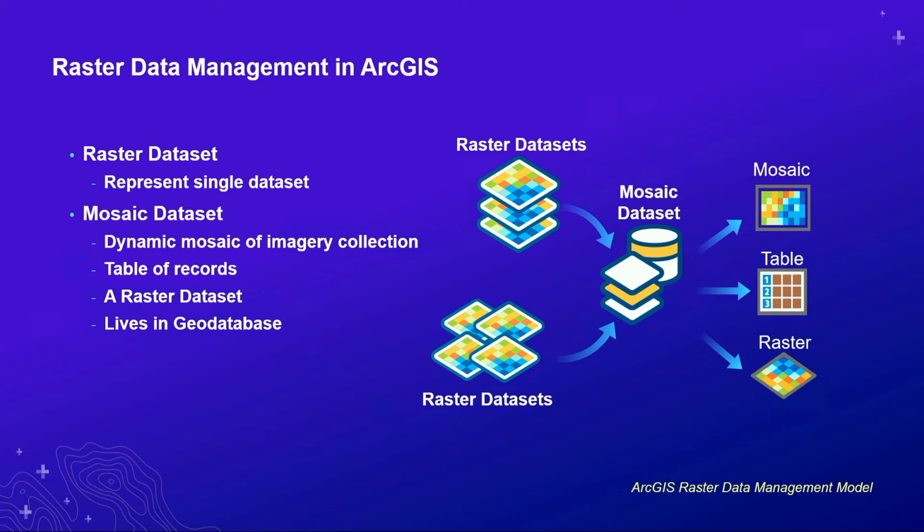The other very important data model is what we call the mosaic dataset. A mosaic dataset is a powerful tool that lives in a geodatabase, either a file database or an enterprise database, for you to manage a collection of imagery. The collection of imagery can be a spatially aggregated collection of raster datasets, or a collection of raster datasets that completely overlap each other but were taken at different times.